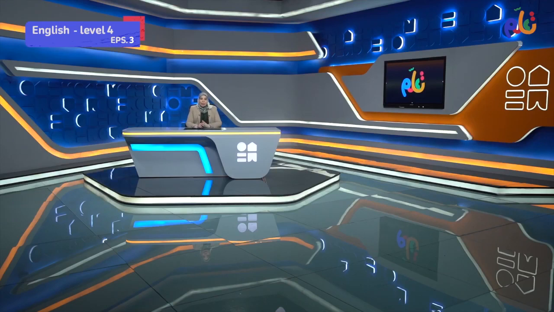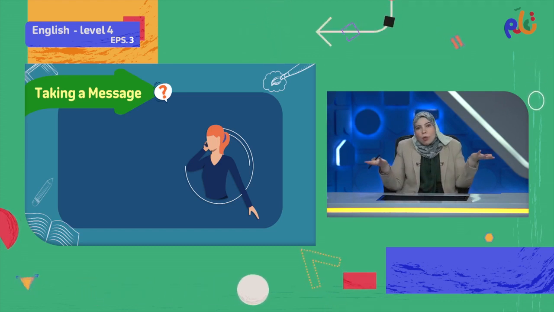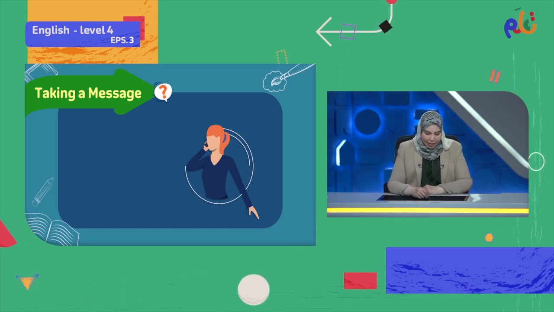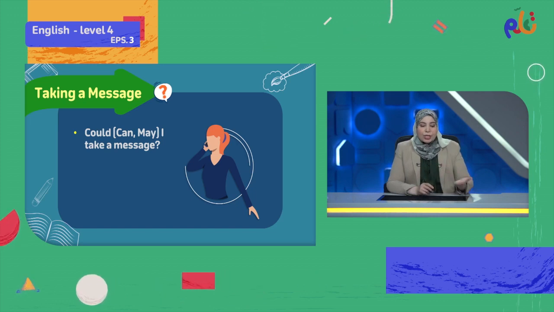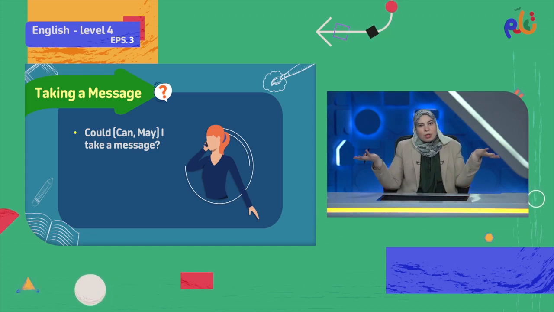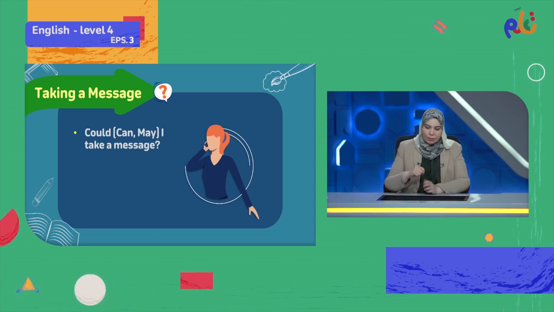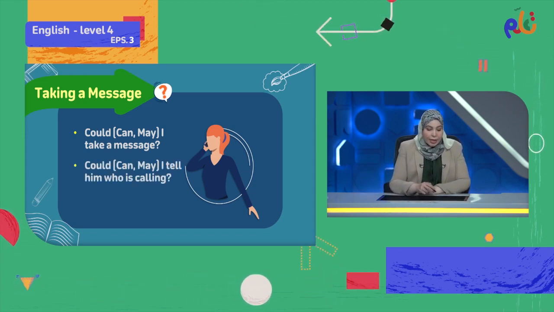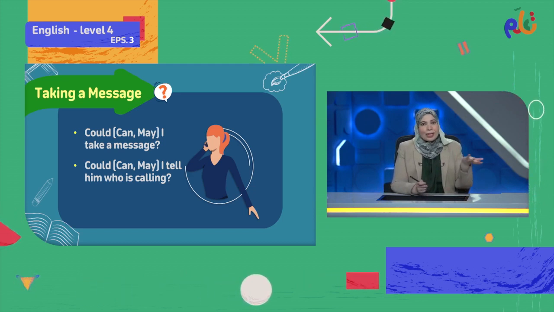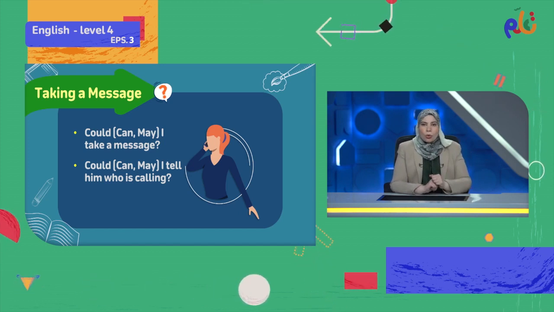If the person isn't available, we usually offer to take a message, which means, why do you want him? Is there something that I can tell him? So in this case, we can say, could I, can I, may I take a message? So can I speak to Ahmed? I'm sorry, he isn't in. Can I take a message? Which means, is there something that you want to tell him? Or, can I tell him who's calling? Like, is Ahmed in? I'm sorry, he isn't available. Can I tell him who's calling? Like, when he comes back, can I know who you are?